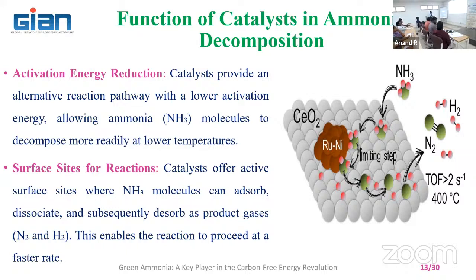For the reaction, you need to provide catalytic surface area, more surface area, so that the adsorption of ammonia happens and the desorption of hydrogen from the ammonia molecule also happens. That depends on higher surface area. Catalysts offer active surface sites where ammonia molecules can adsorb, dissociate, and subsequently desorb as product gases. This enables the reaction to proceed. So here you adsorb the ammonia and dissociate the hydrogen from it. The leftover on the surface is only nitrogen, so we need some energy to desorb it. Nitrogen comes out in the desorption process.